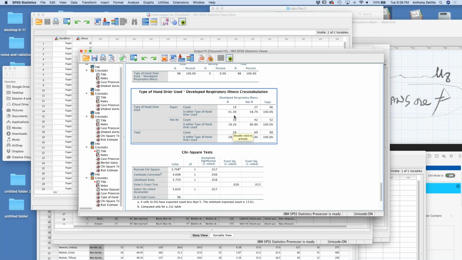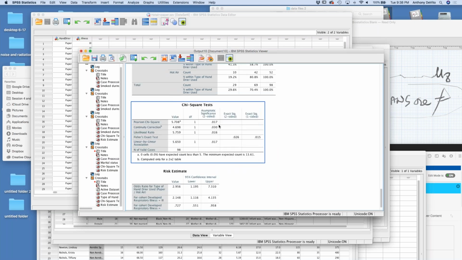Our odds ratio is 19 over 27, right? 19 over 27 is approximately 0.66. And hot air is 10 over 42, which is approximately 1/4. So 0.66 over 1/4 is about almost 2 or 3 to 1, right?